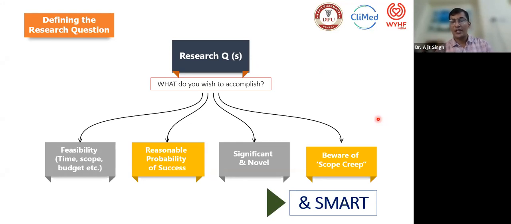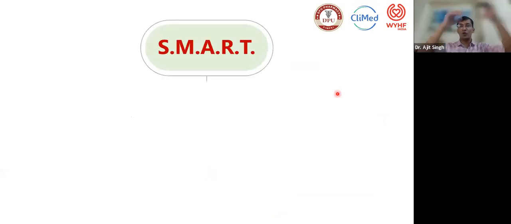Then only should you get the perfect research question. Your research question would be measured on feasibility, reasonable probability of success, significance and novelty, and awareness of scope creep. And a very important part: your research idea must be SMART. I know many of you must know SMART, so I won't spend much time here. Look at the SMART here.